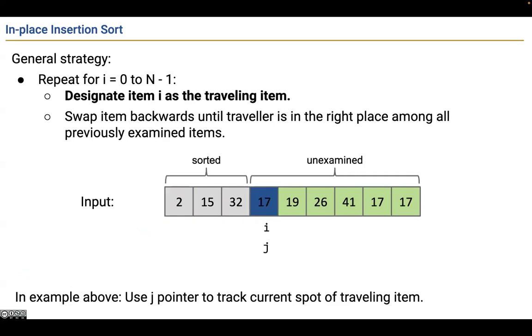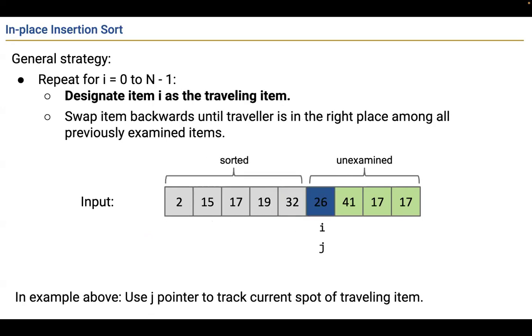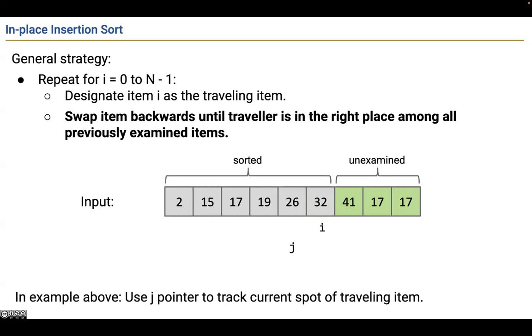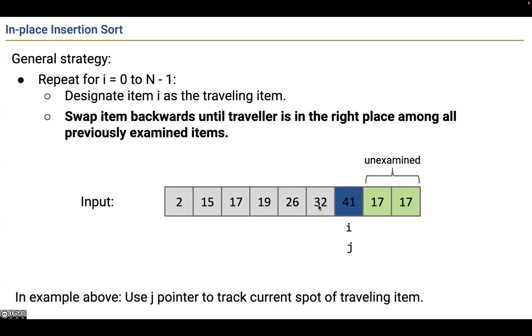Now we do the 17, and we travel. So it looks to its left. The 32, we need to swap. In other words, the 17 has to start traveling. OK, good. Now the 17 looks to its left and says, should I go further? Well, no, because I'm greater than 15. So I'm happy where I am. This is my right place. I will stay. My trip is over. OK, good. Then we look at the 19. It travels. And in this case, it has to do one swap, and it's happy where it is. OK, good. The 26, it travels once, and it's happy where it is. The 41, it doesn't need to travel at all, because it looks to its left and says, I'm happy where I am.